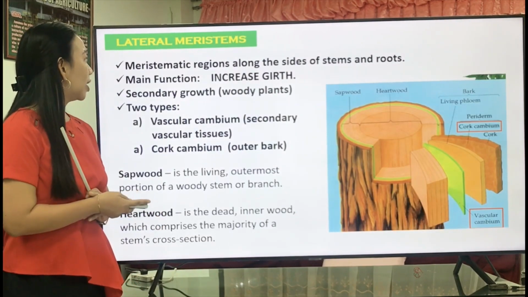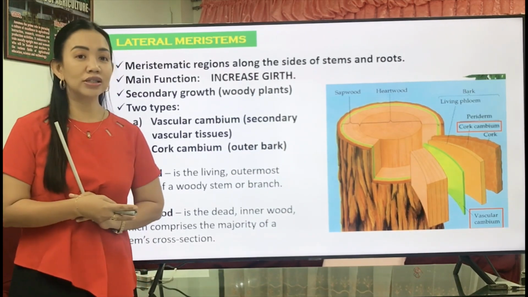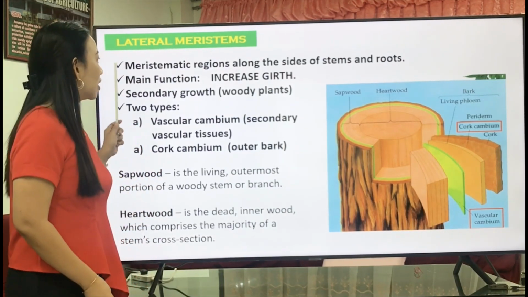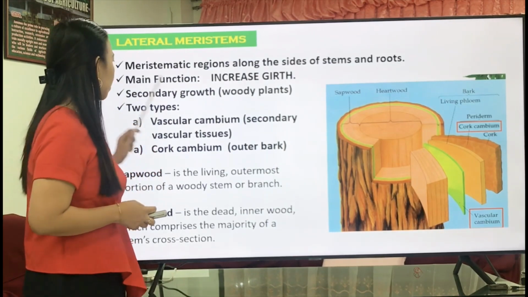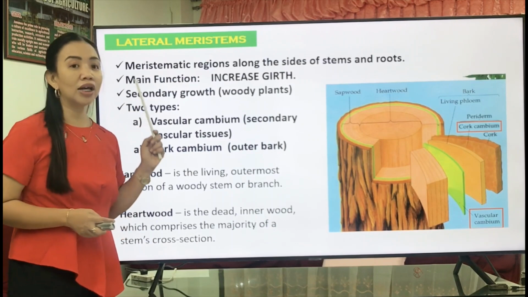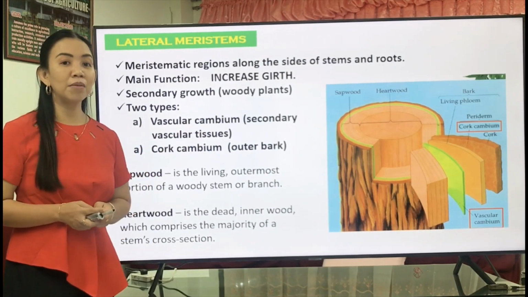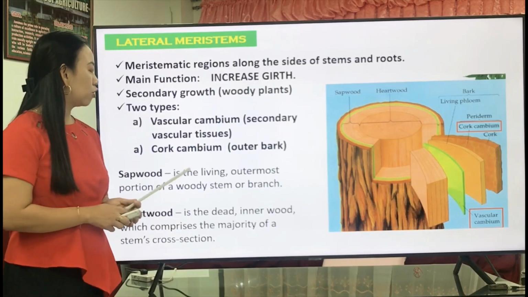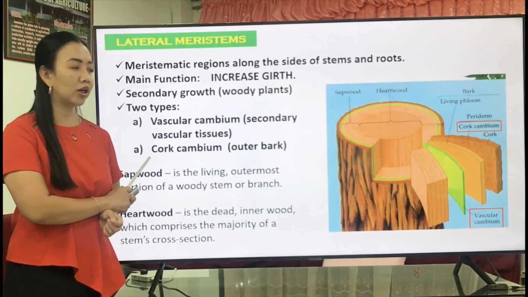Okay, for the lateral meristems, these are the region composed of cells which are found at the side of the stems and the roots. The main function of the lateral meristem is to increase the girth or the diameter of the plant. It is of two types. As mentioned earlier, we have the vascular cambium and the cork cambium.